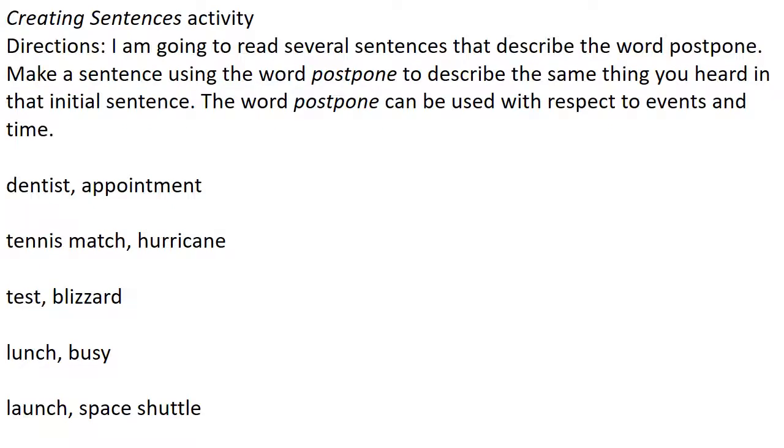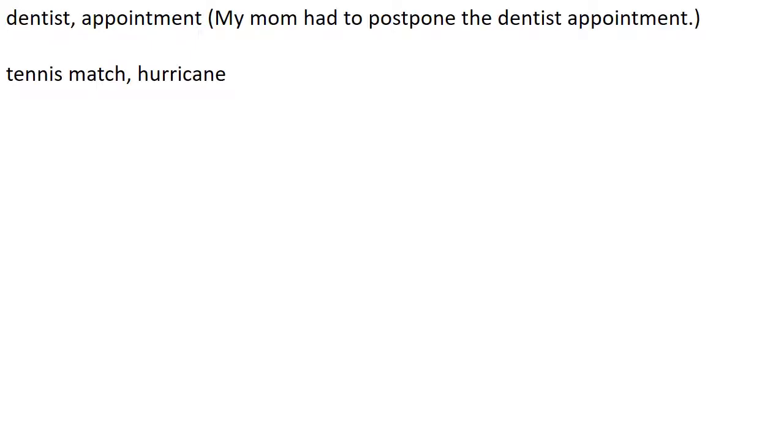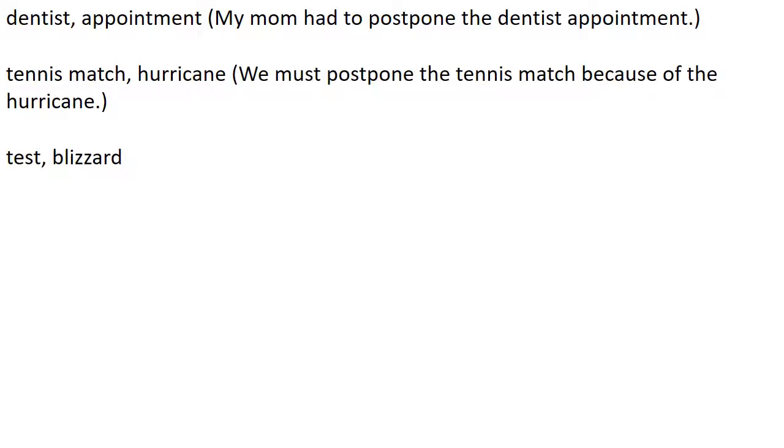Here's a creating sentence activity. You're going to read several sentences that describe the word postpone, and make a sentence using the word postpone to describe the same thing you heard in the initial sentence. The word postpone can be used with respect to events and time. So, dentist and appointment. That can be, my mom had to postpone the dentist appointment. Tennis match and hurricane. We must postpone the tennis match because of the hurricane. Test and blizzard.